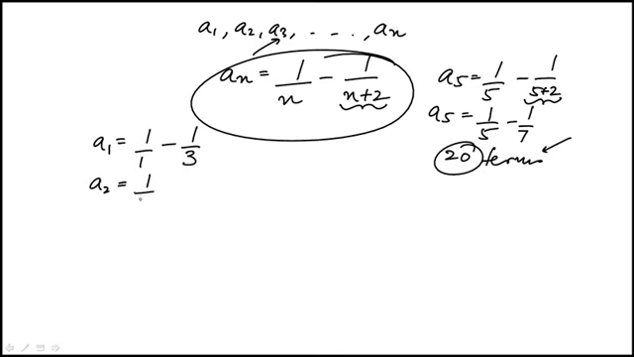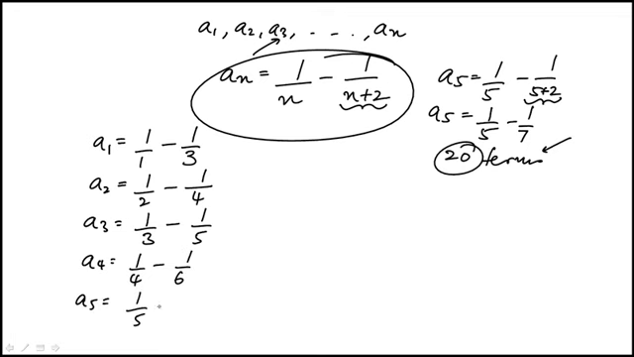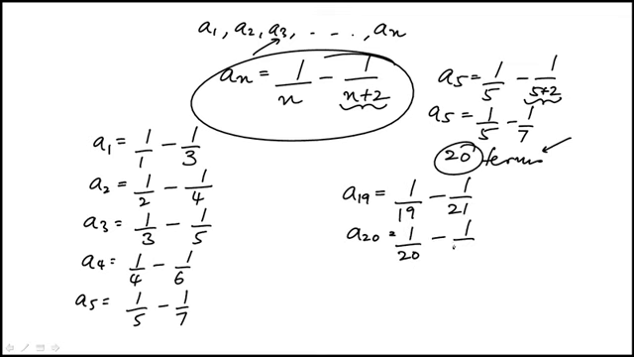A2 would be 1 over 2 minus 1/4. And A3 would be 1/3 minus 1/5. A4 would be 1/4 minus 1/6. A5 would be 1/5 minus 1/7. And I need to do this for the first 20, so I'm going to do the last two. A19 would be 1/19 minus 1/21. A20 would be 1/20 minus 1/22.